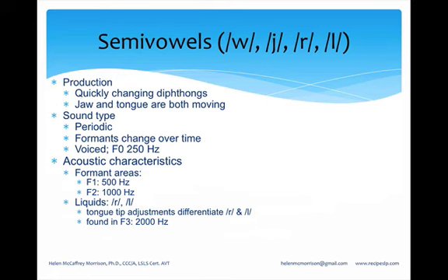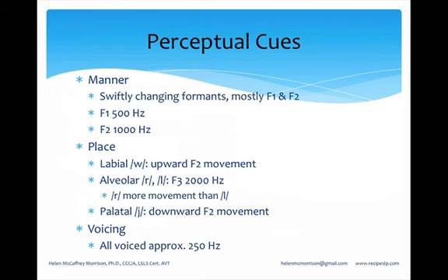It's very fine differences in tongue tip adjustments that differentiate the production of the r and the la, the very tip end of the tongue. And that movement is reflected in the third formant of these consonants. And this third formant is centered around 2000 hertz across speakers.